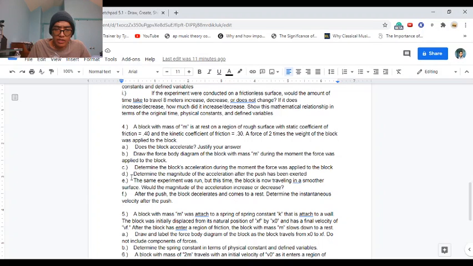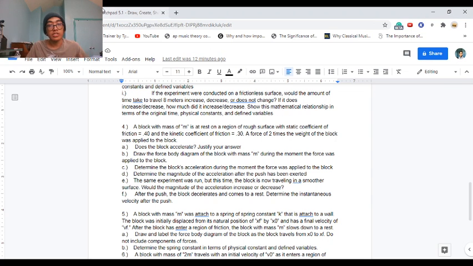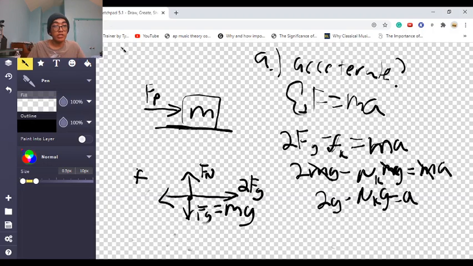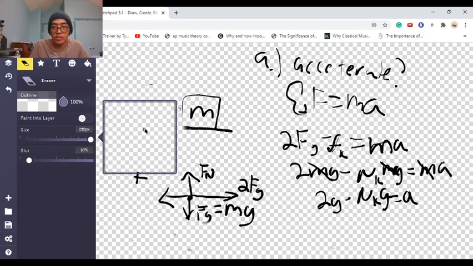Now, I think it was after the push was exerted. Okay, so yeah, C was during the time at which the block was being pushed, right? So this is the acceleration that goes for letter C. But now letter D states: what is the acceleration after the push, right? So this is what's going to happen here. Let's get an eraser.